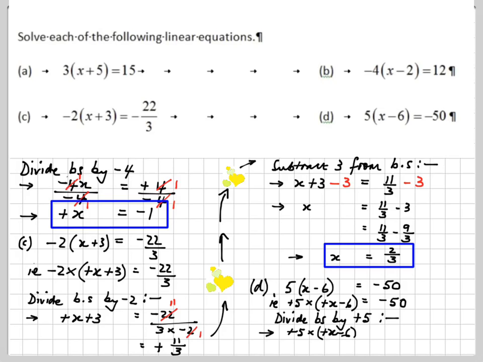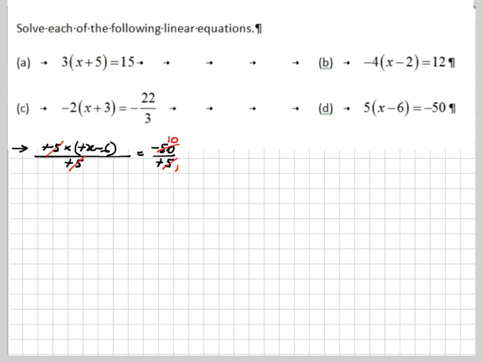Alright, so what do I get now? And let's do the cancelling. There it goes on the left-hand side. And on the right-hand side we've got, 50 over 5 is 10. Okay, so let's go over the page now and see what we got. That's what we just had on the previous page. Now let's just clean that up a little bit.